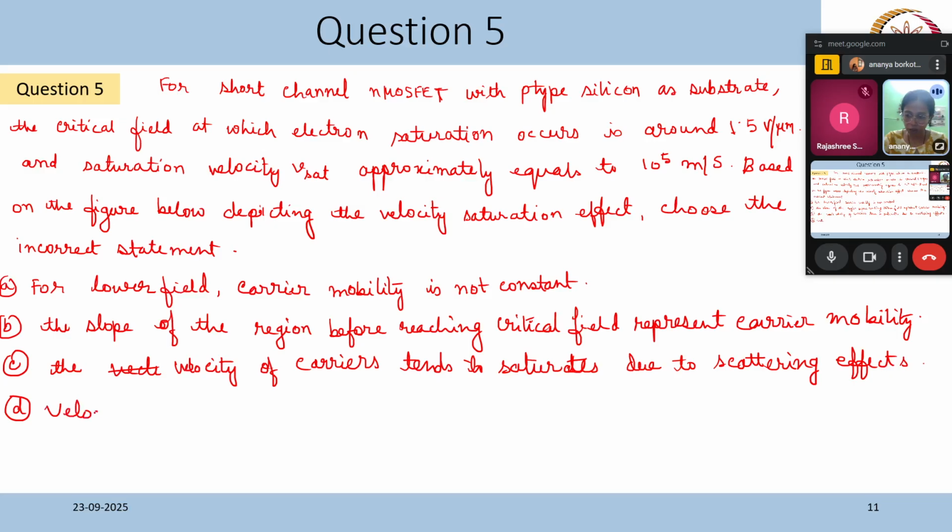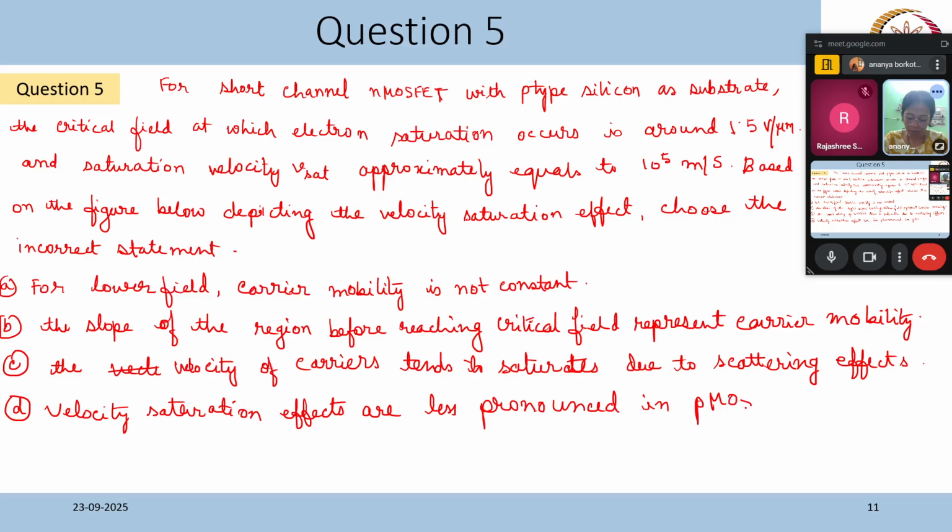Velocity saturation effects are less pronounced in PMOS. The graph that is given, okay, I'll draw it.